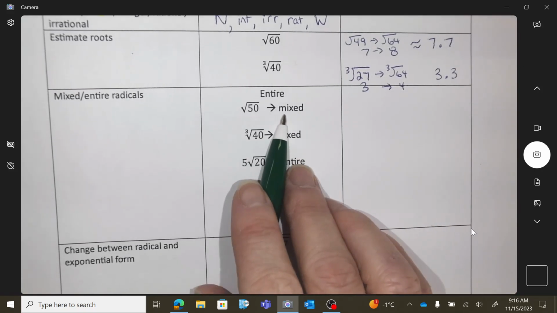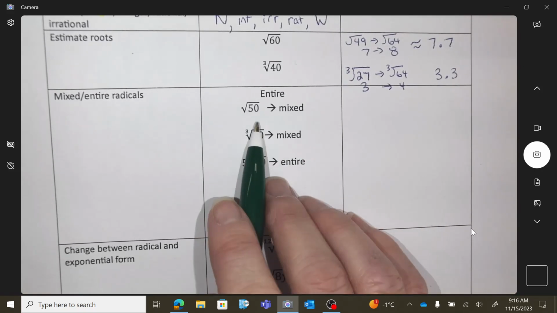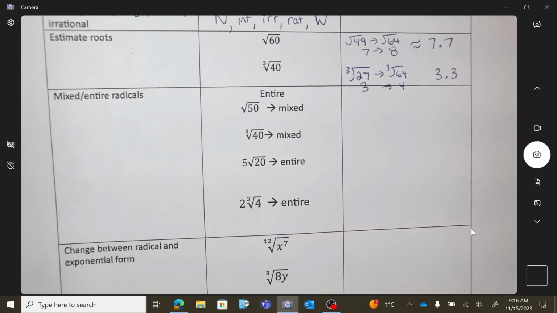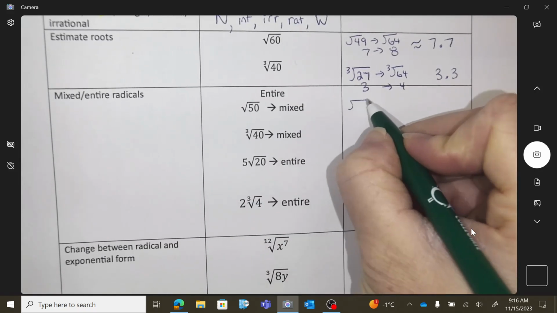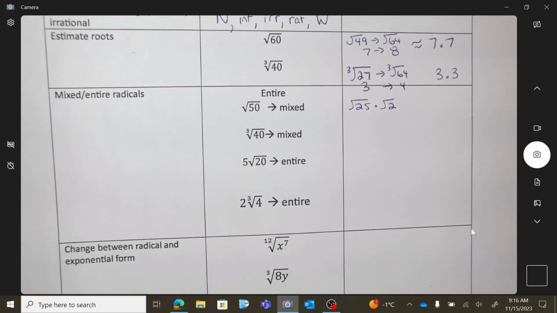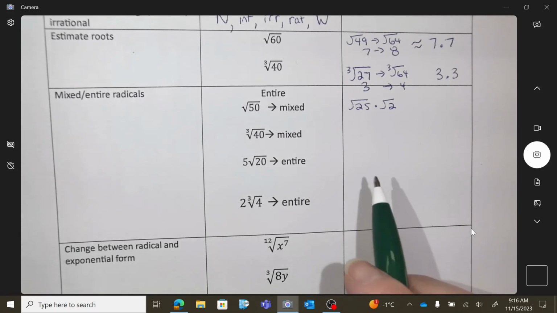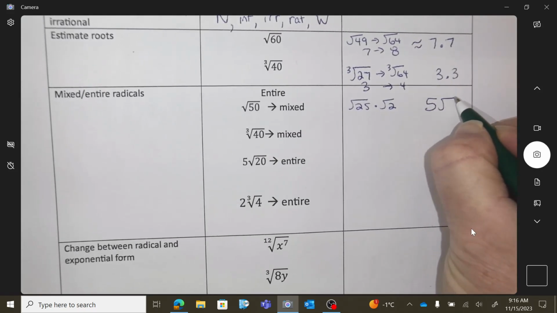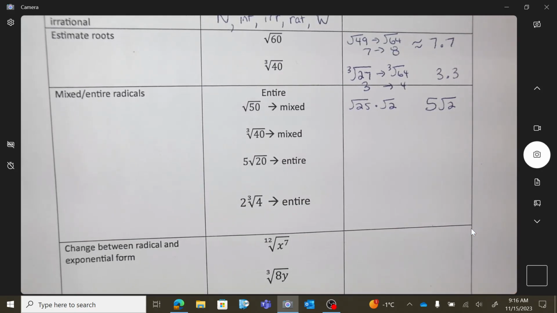Okay, mixed, entire radicals, mixed radicals. So the square root of 50, so thinking of a magic number, 50 is divisible by 25. 25 times 2 is 50. And then the square root of 25 is 5. So 5 root 2.